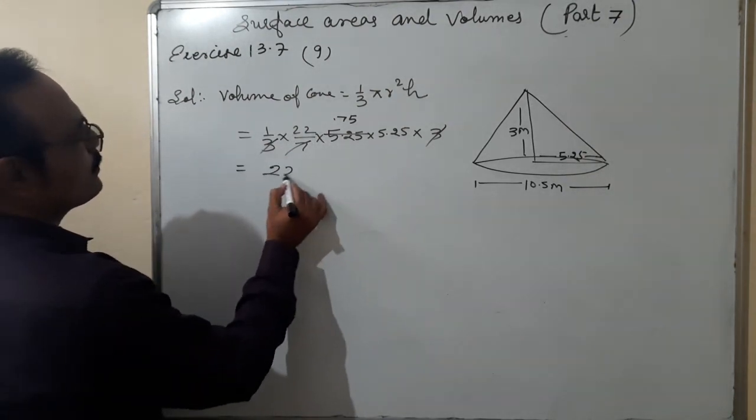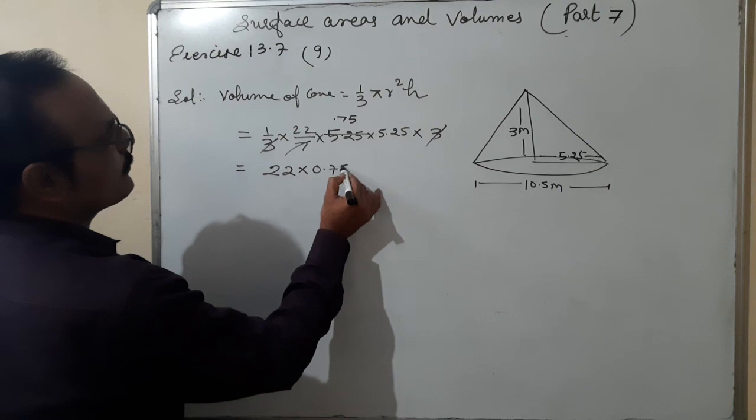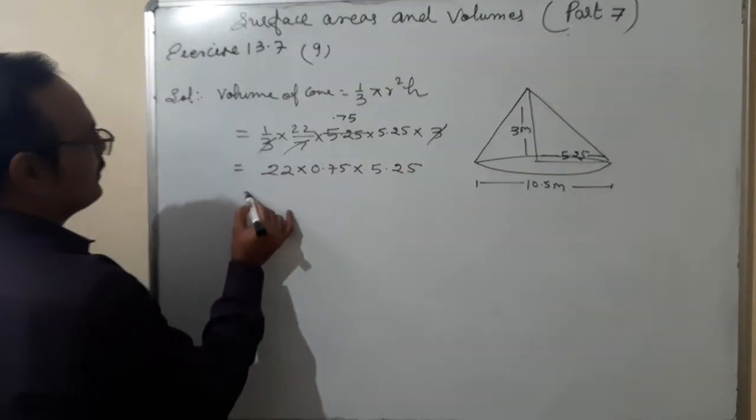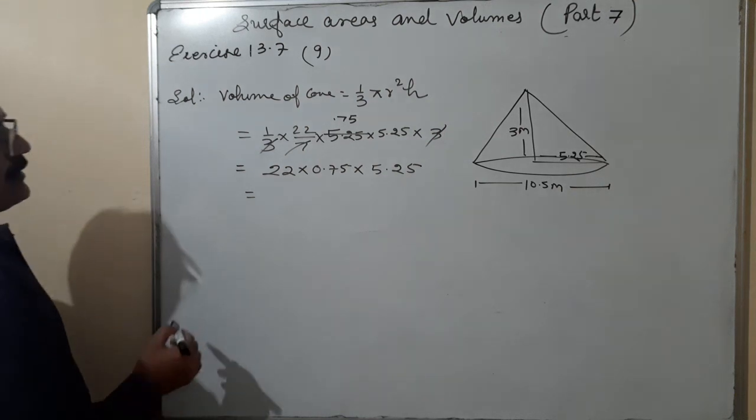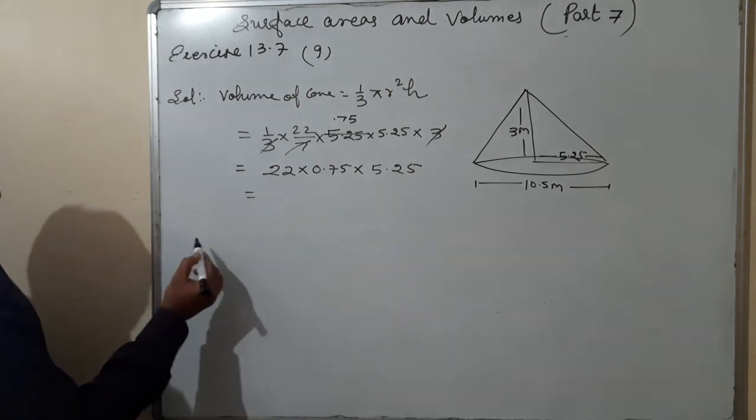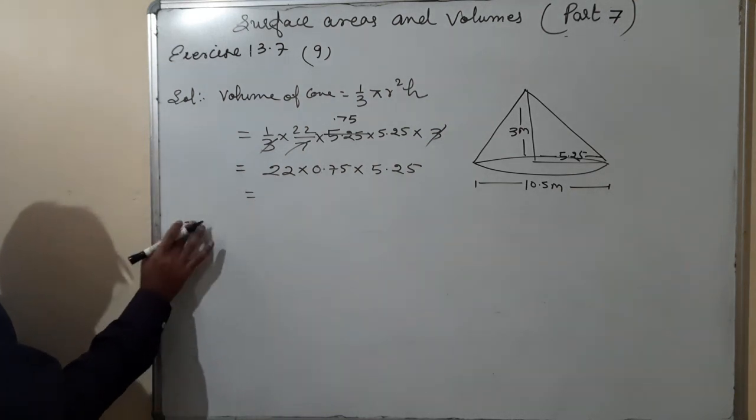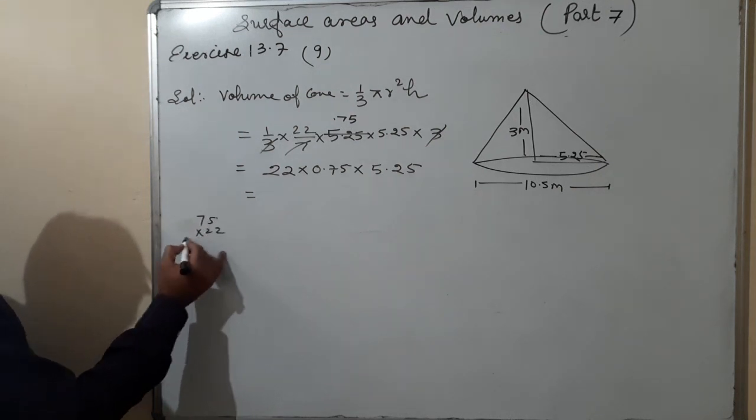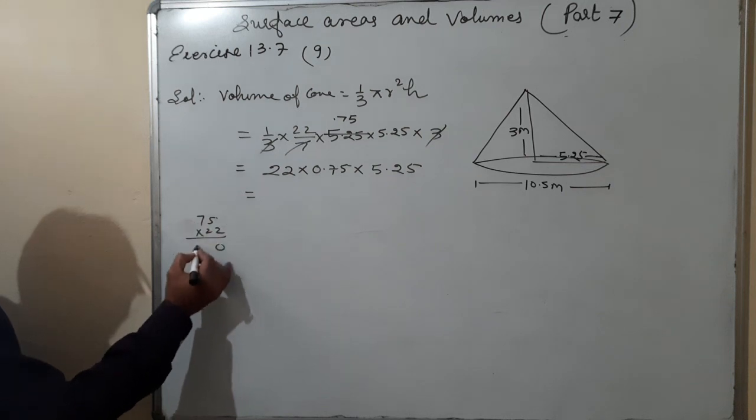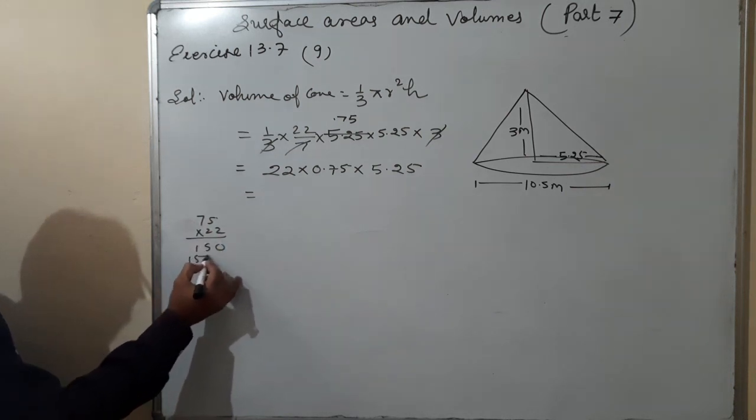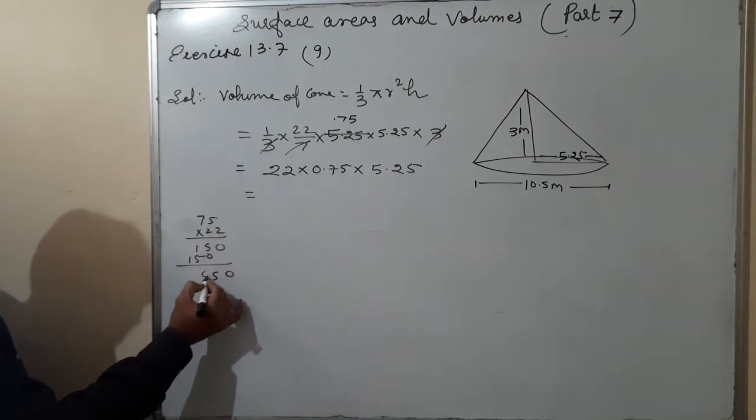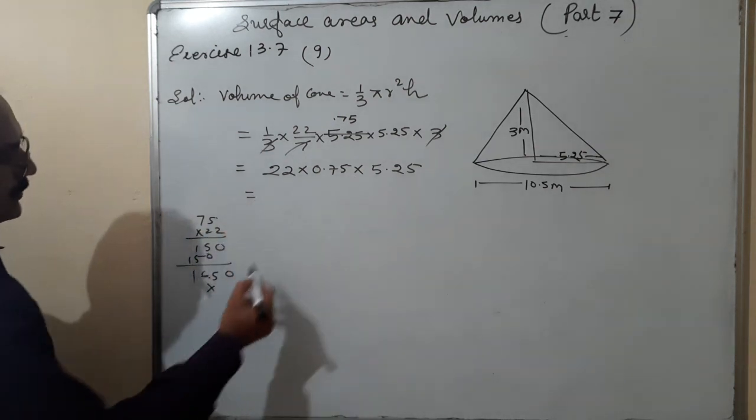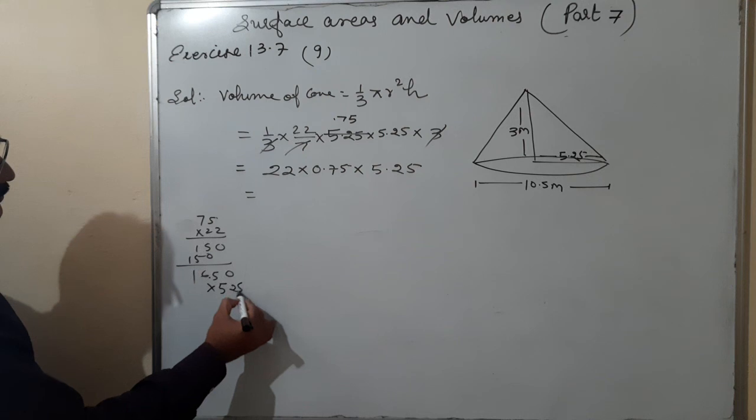So 22 multiplied by 0.75 multiplied by 5.25. Okay, so we're going to multiply it. First 22 multiplied by 75. 2 5s are 10, 7 2s are 14, 115, 150 here. So this is 16.50 with two decimal places, which is multiplied by 5.25.